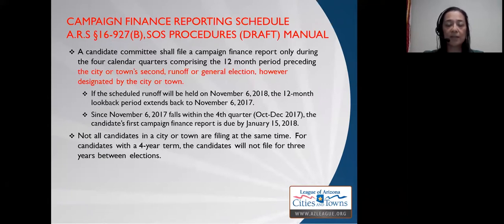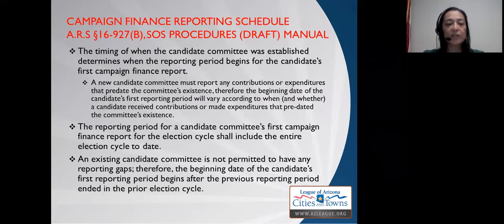But it's just important that you remember that it only applies to those candidates who are running in this election cycle, August, November of this year. So if you have candidates who are running in 2020, they should not be filing reports at this time. It is kind of strange, but you do essentially have candidates who are not filing reports for about 3 years between elections. So the timing of when the candidate committee was established also determines when the reporting period begins.